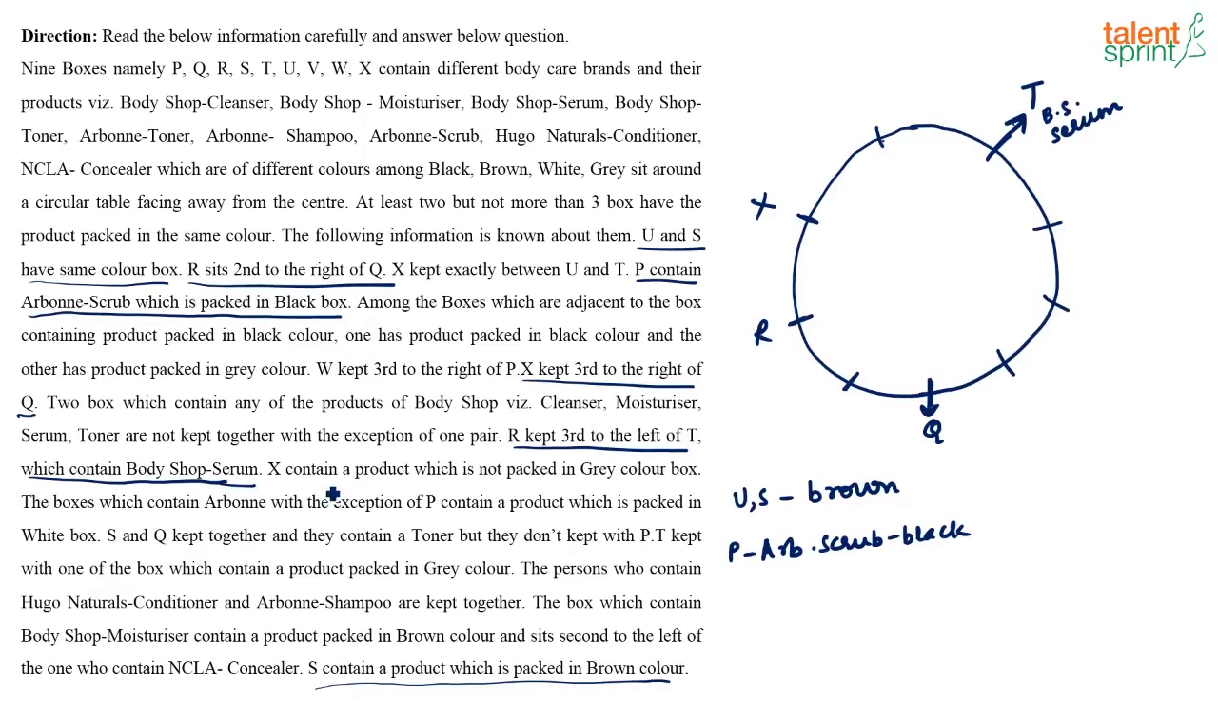Then X contains a product which is not packed in grey colored box. Let me note that down here: X is not grey in color. The boxes which contain Arbonne, with the exception of P, contain a product which is packed in a white box. Then let us again wait for that. What else is said? S and Q.